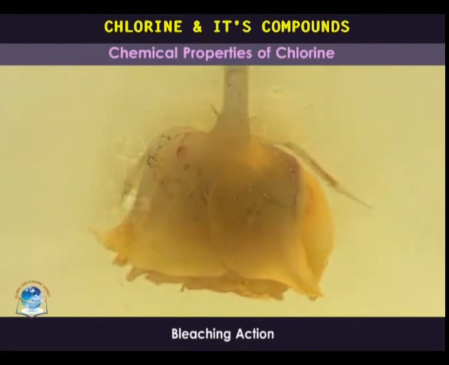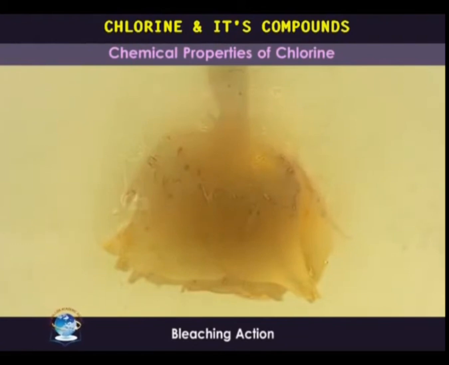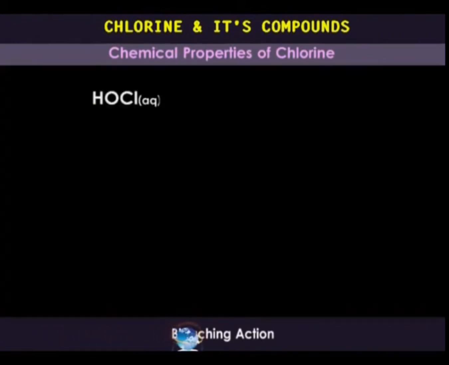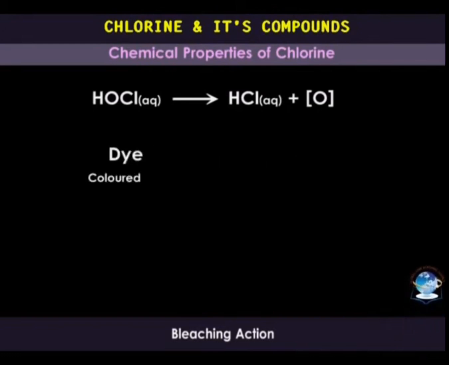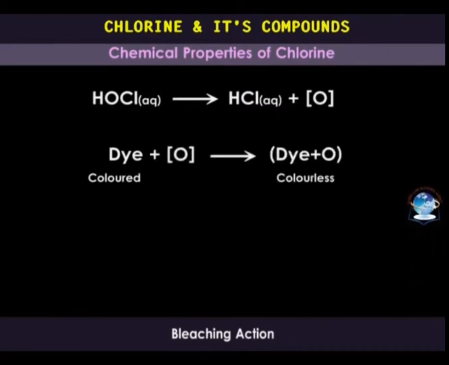The bleaching action is a result of hypochlorous acid, which is formed when chlorine reacts with water. Hypochlorous acid is unstable and decomposes to hydrochloric acid and an oxygen atom. Free oxygen atoms are highly reactive and they combine in twos, forming oxygen molecules. In the presence of a dye, the oxygen atom formed by the decomposition of hypochlorous acid reacts with it to form an oxidized compound, which is colorless. In the absence of water, hypochlorous acid is not formed, and this explains why we used a wet litmus paper.